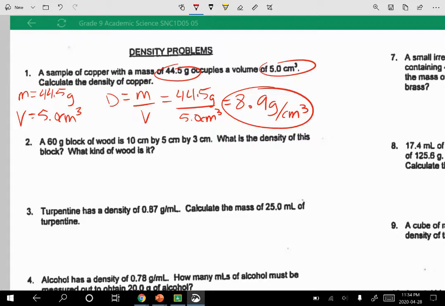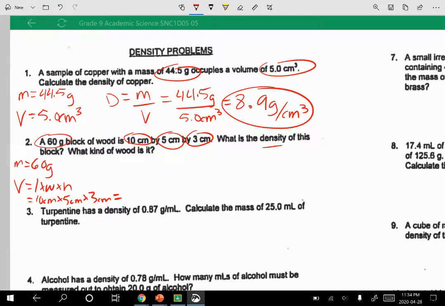All right. The second one is not repetitive because it gives you a block of wood with some dimensions. It's a rectangular prism, I suppose, 10 by 5 by 3 centimeters. It gives you the mass, and says find the density. So hopefully I have enough space to do this. I'm going to write mass equals 60 grams. The volume is going to be length times width times height, which will be 10 centimeters by 5 centimeters by 3 centimeters.